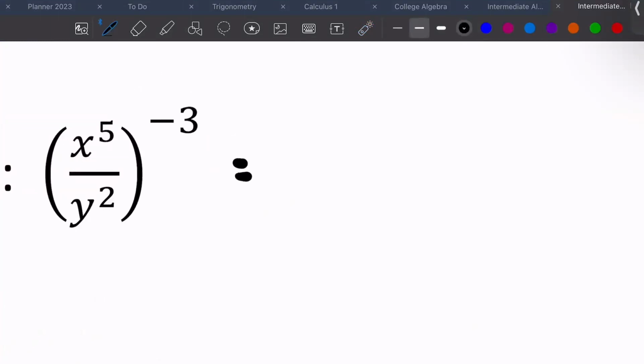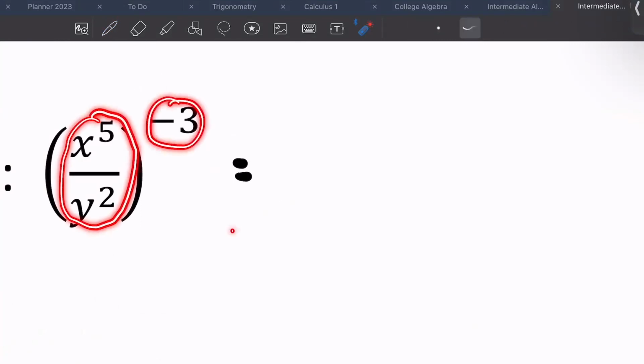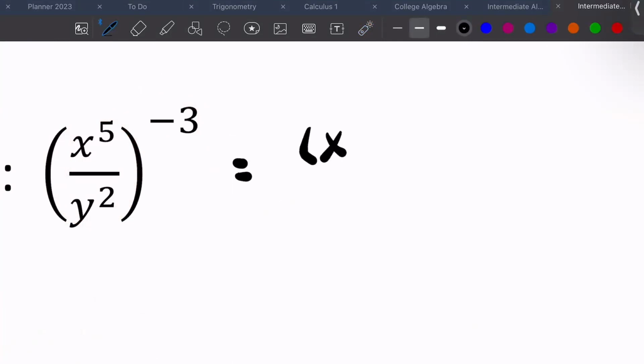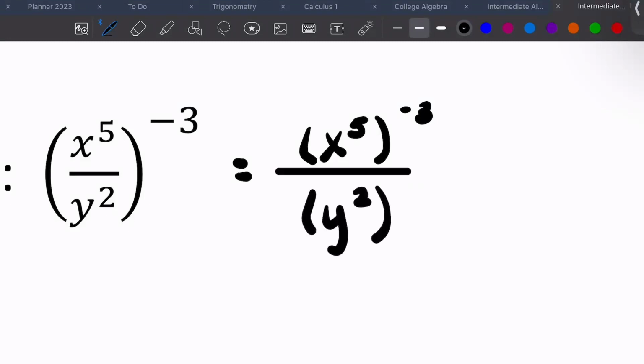You have some negatives going around, but that's okay. Don't mess with it until the end. You have the quotient raised to a power. So you need to take x to the 5th and raise it to the negative 3rd. Then you need to take y squared and raise it to the negative 3rd.